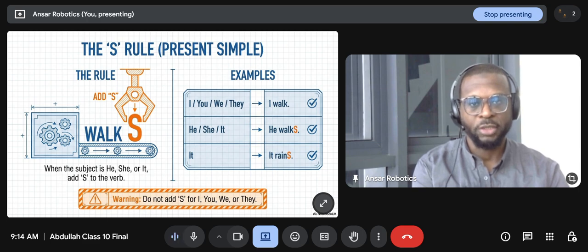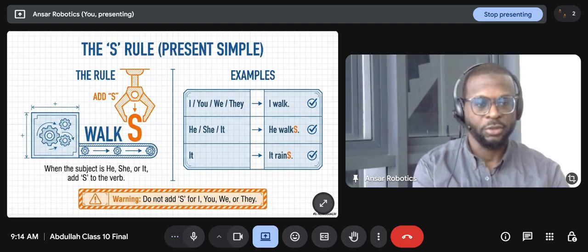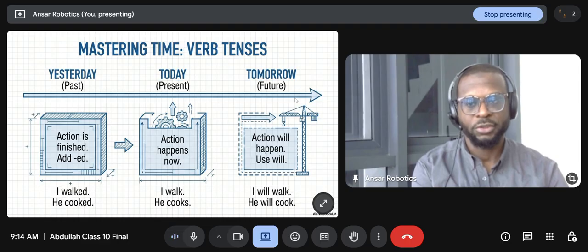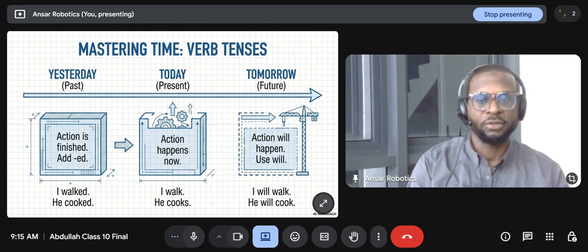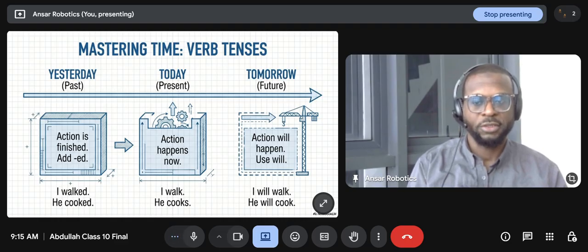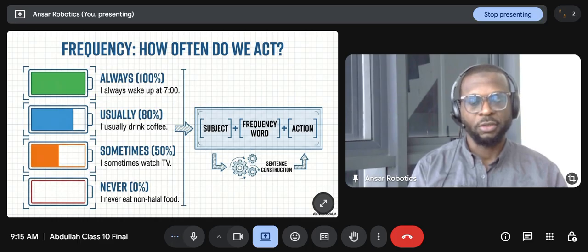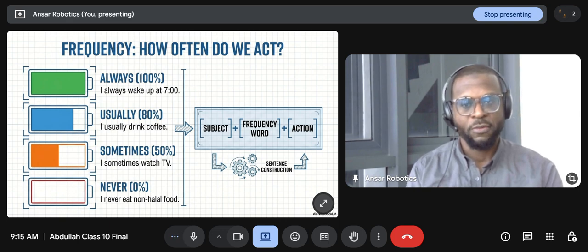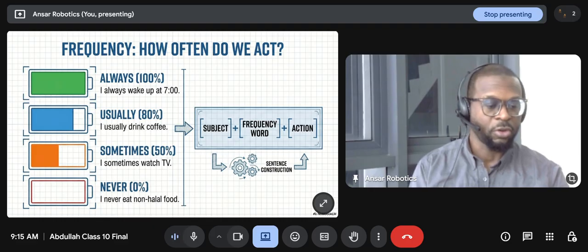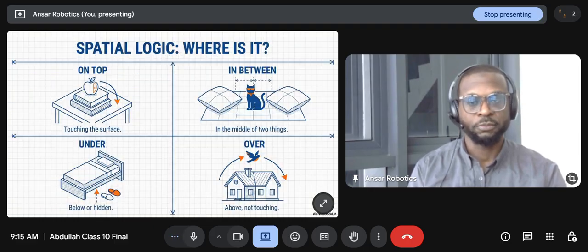The S rule, present simple. So I walk, he, she walks, it rains, for example. It's getting those tenses together. And then looking at time: yesterday past tense, today present, and tomorrow as well. We worked on those, and we did some drills to make sure he could grasp those concepts. Also looking at the frequency of things that are done: always being 100%, usually 80%. For example, I usually drink coffee. So these are just some examples of what we covered.